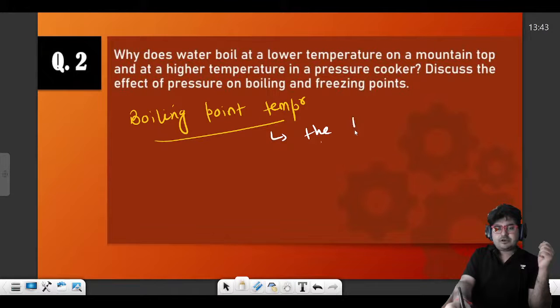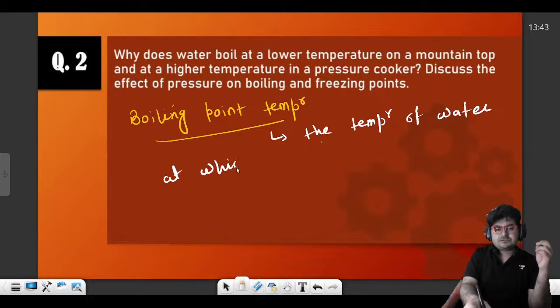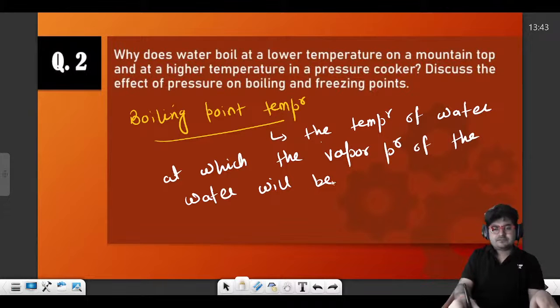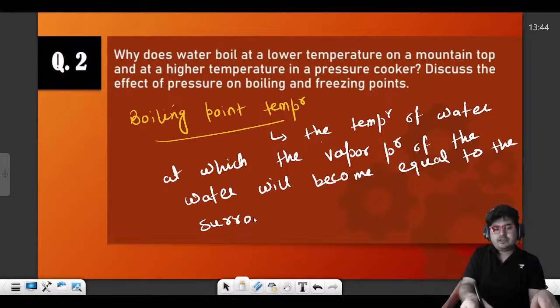So, this is the temperature of water, or you can say liquid, at which the vapor pressure of the liquid becomes equal to the surrounding pressure. ठीक है?